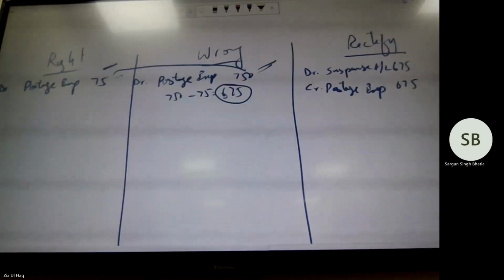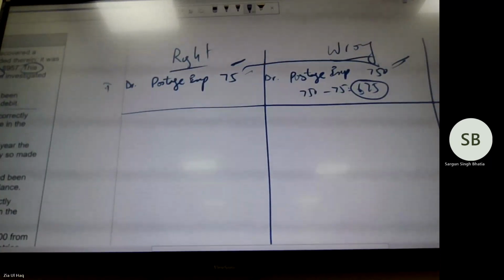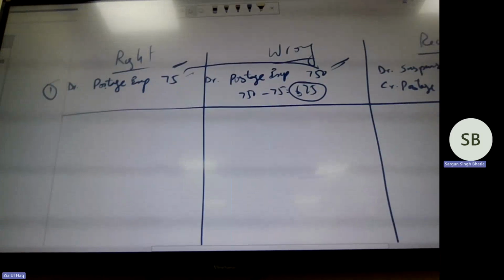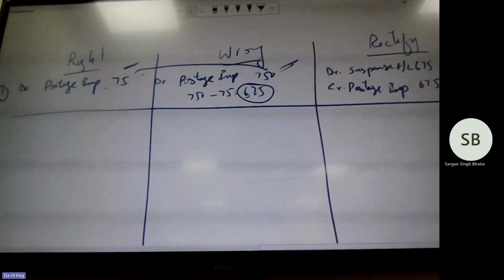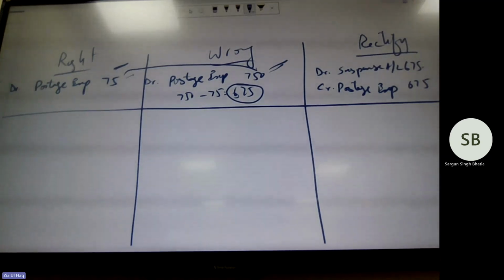Yes, sir. Is that fine? Number one is done. This will go on the debit side of suspense account. Later on, we will open the suspense account and this will go on the debit side of suspense account.